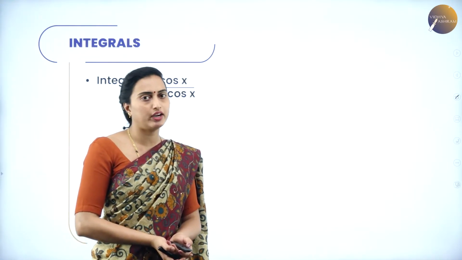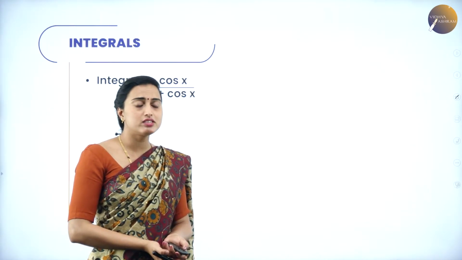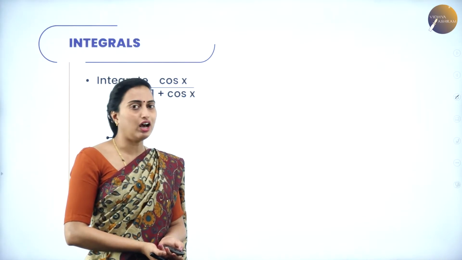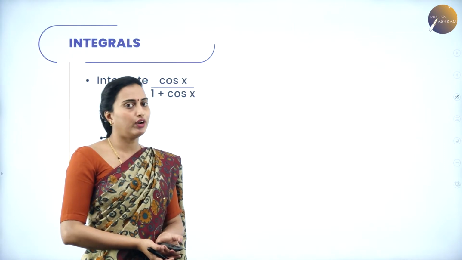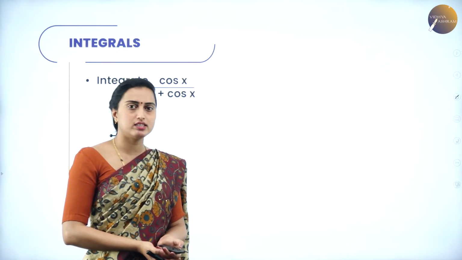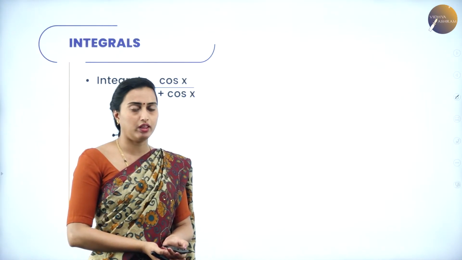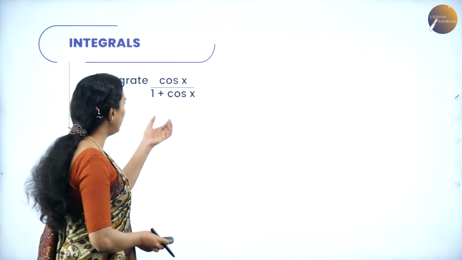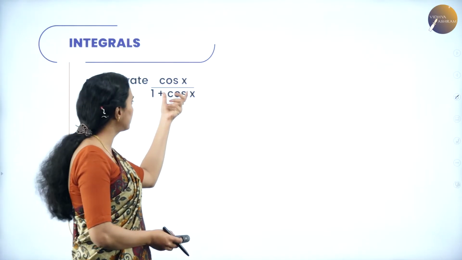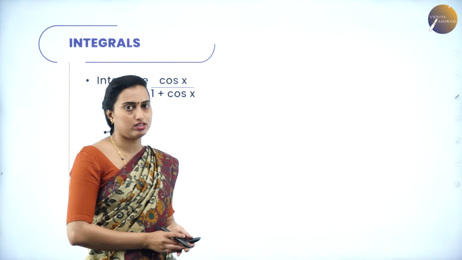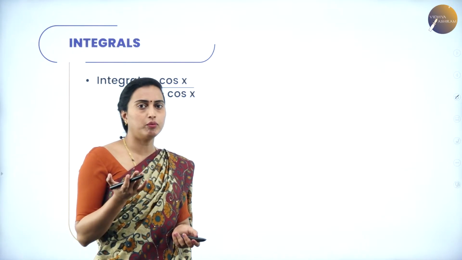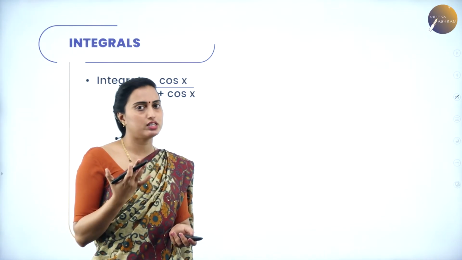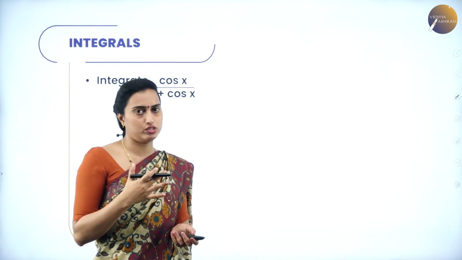Integrate cos x divided by 1 plus cos x. Dears, as in the last problem we solved, we would have substituted 1 plus cos x as 2 cos squared x by 2. Therefore, if you substitute 1 plus cos x as 2 cos squared x by 2, what can I substitute for cos x? I can substitute cos squared x by 2 minus sin squared x by 2, or in the form of cos only.